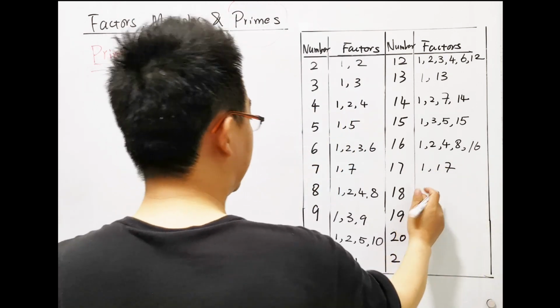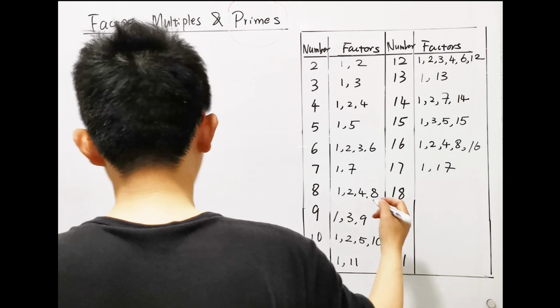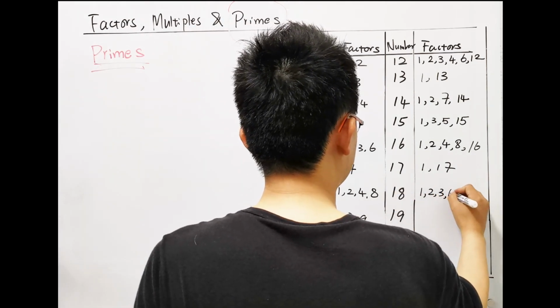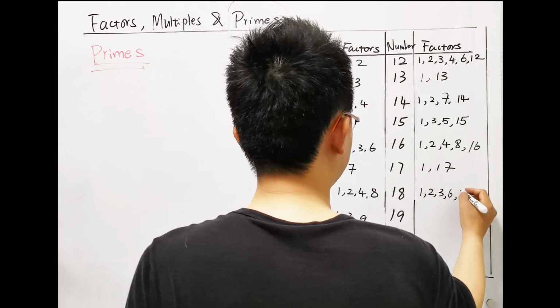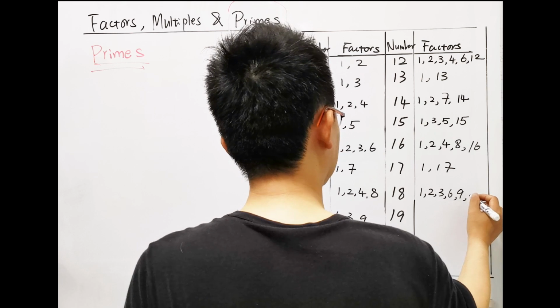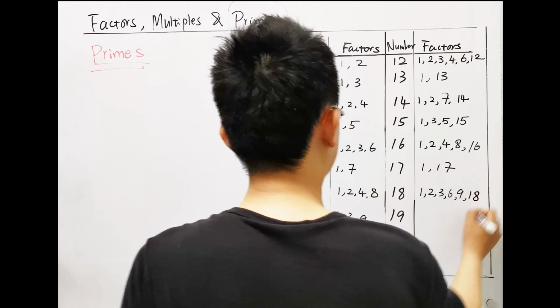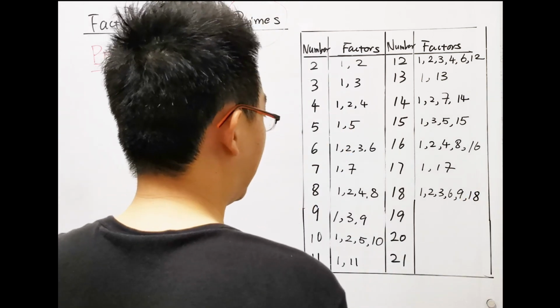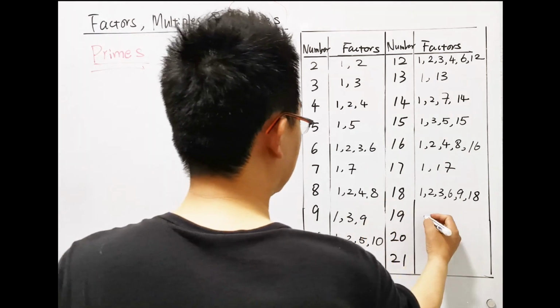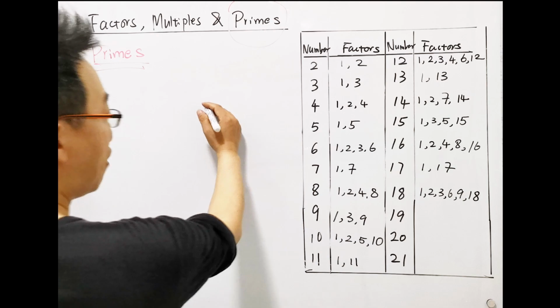Okay, so 18 definitely has more, right? Much more, right? So we have 1, we have 2, we have 3, we have 6. What else do we have? We have 9. Probably that's all, we don't have anything else. Okay, then we have 18. So that is all we have, right? So 19. Okay, let's look at this one. So how do we find out this one?